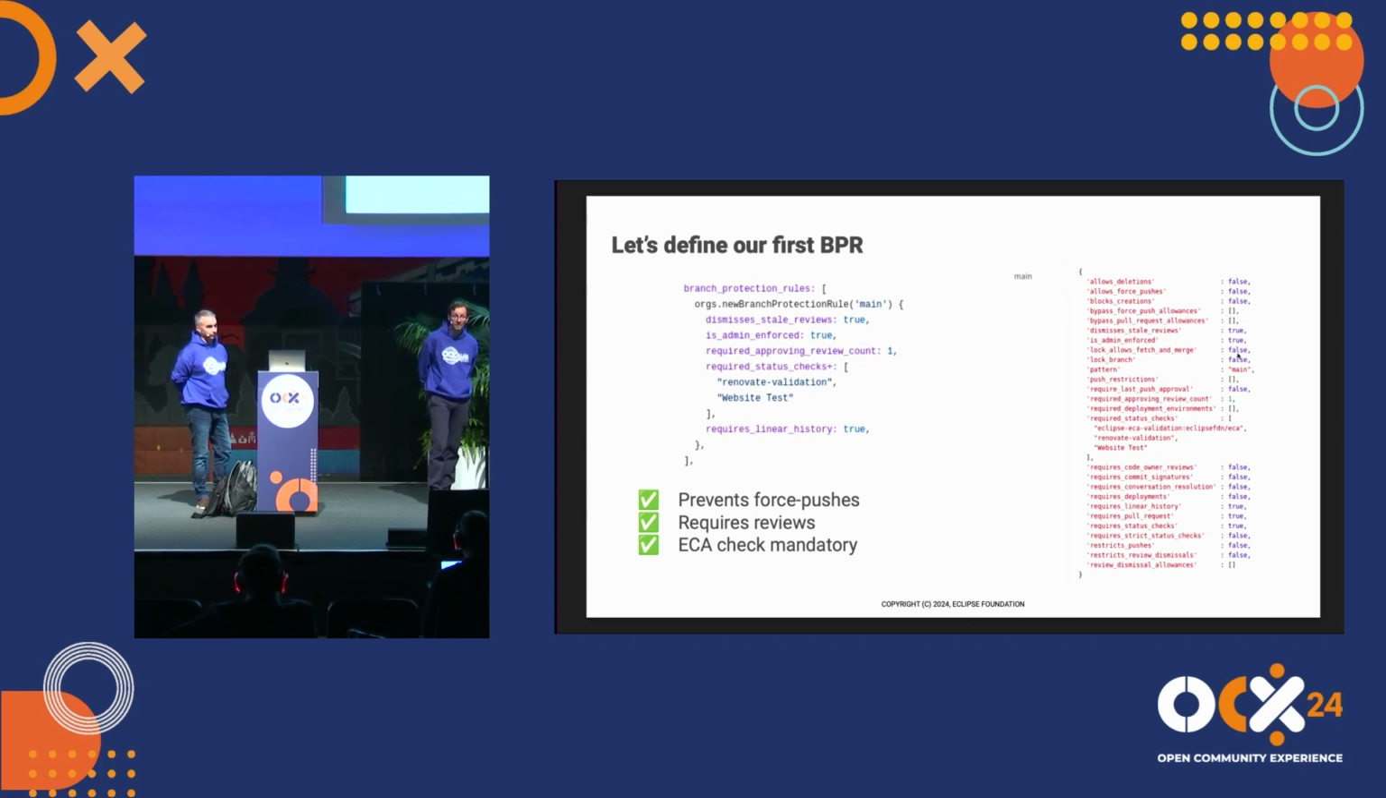So with a rule like this, we already achieved three things. We prevent forced pushes, because that's disabled by default. It requires reviews, which is something we don't require projects to enable, but of course it's useful for the project itself. And it also adds a mandatory ECA check. That also comes from the default rules. You see that on the right side.